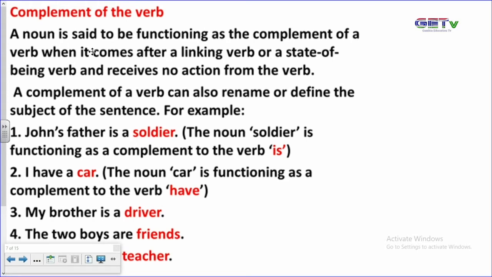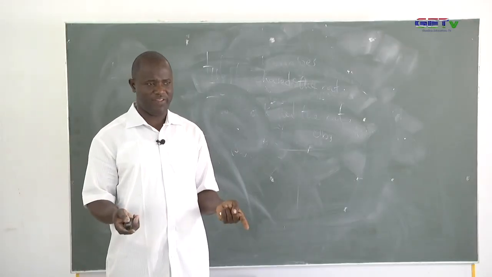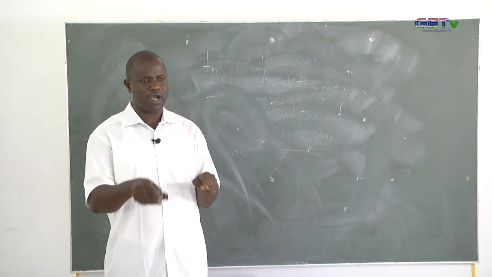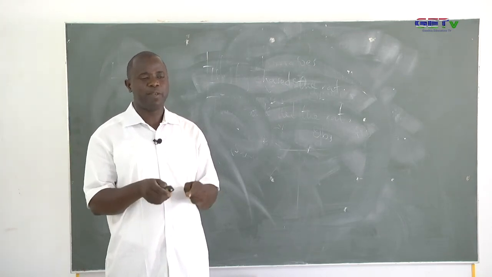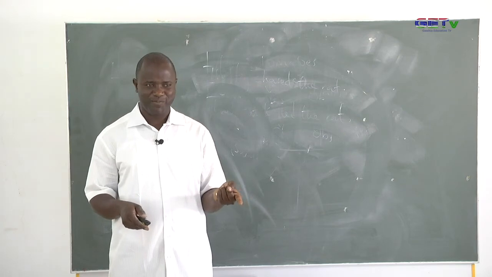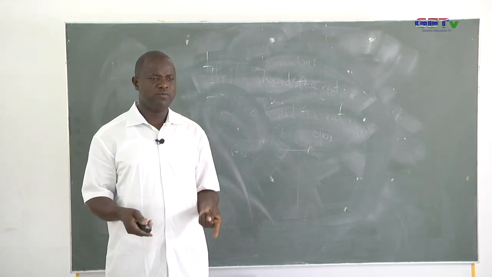Let's get our example here. John's father is a soldier. Here the soldier is functioning as complement to the verb because it adds more meaning to the verb. If I should say, John's father is, and I stop there, you wouldn't understand. But when I add a soldier, you'll understand some more about John's father. So here you can see a soldier as a noun is a complement to the verb. Others, as I told you, will call it complement to the subject because they also believe that it adds more meaning to the subject. So we move on.